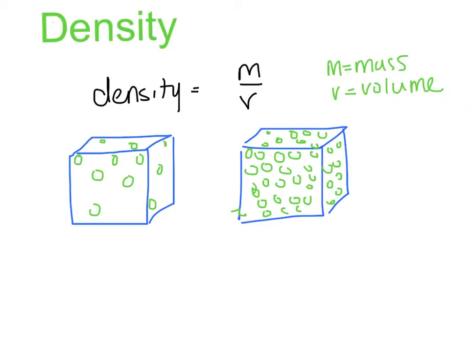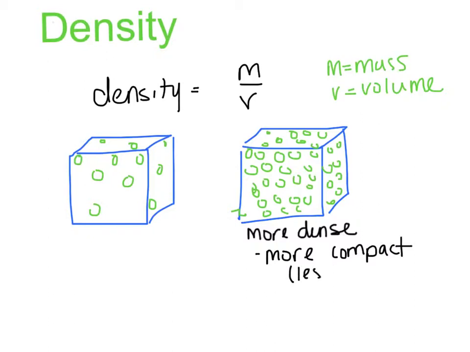Okay, so we could say this one over here on the right-hand side maybe is more dense. Okay. What else could we say about those? Will? Okay, so more dense, we see that they're more compact. Would it be fair to say less space between particles, Will? Okay.